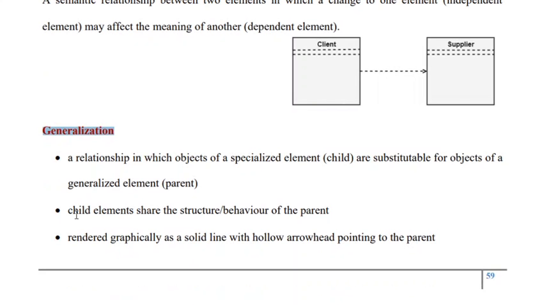Now, the next relationship that we have is called the generalization specialization relationship. Generalization specialization is a relationship established between a base class and a derived class, or a set of derived classes, right? It is a relationship in which objects of a specialized element are substitutable for objects of a generalized element, the parent. So it's a relationship established between a base class and a derived class.